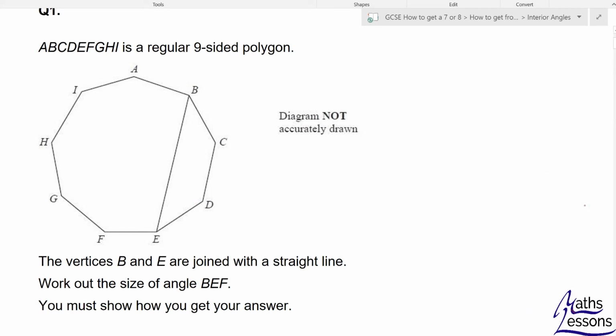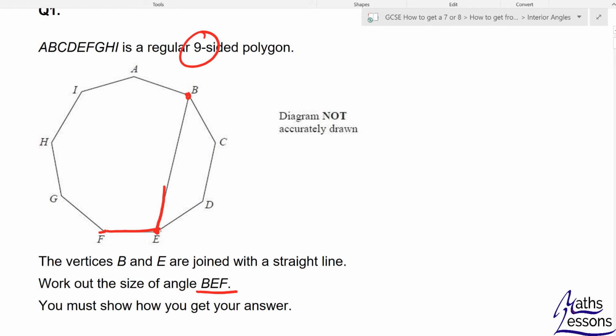Okay, time's up. If you're like my student under time pressure, you may have misread a few things. They misread the number of sides. They also misread the angle they need to find. The angle you need to find is BEF, so that's the angle we are looking for. We've got a 9-sided shape.